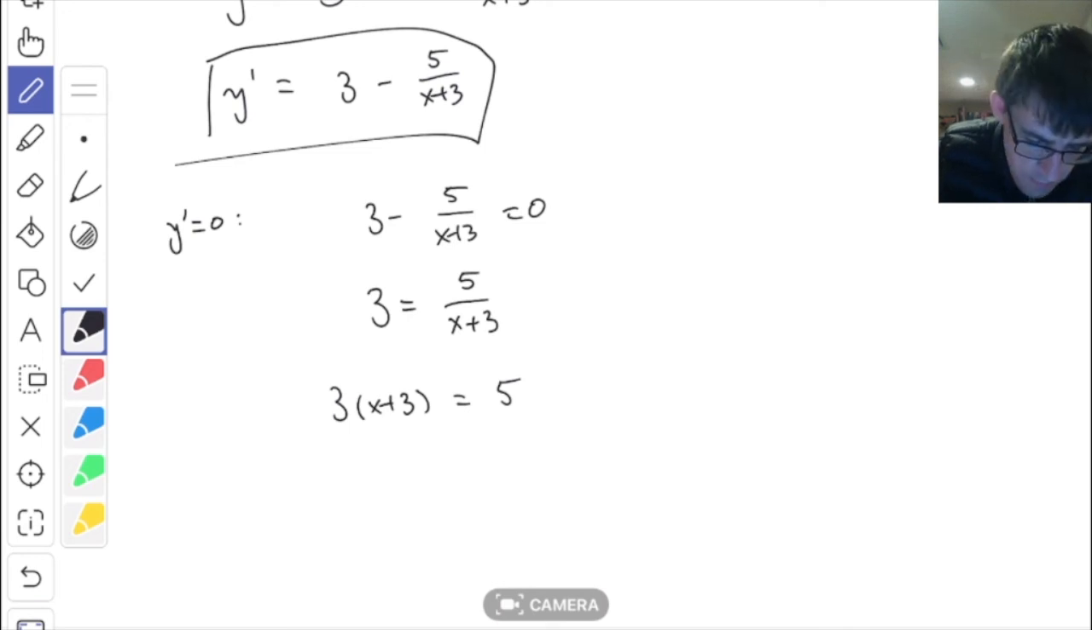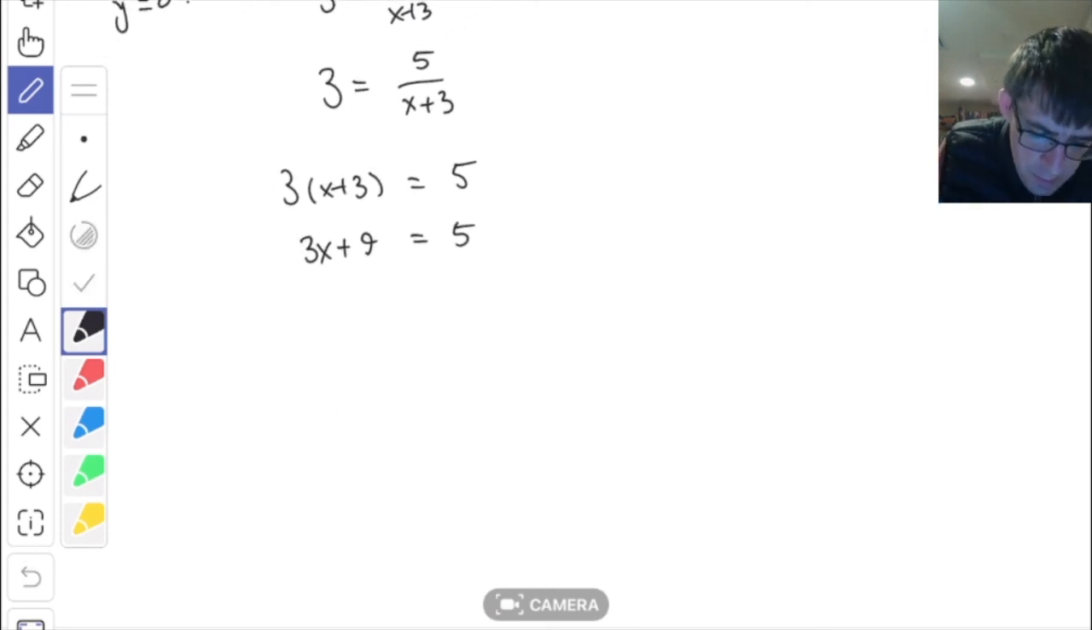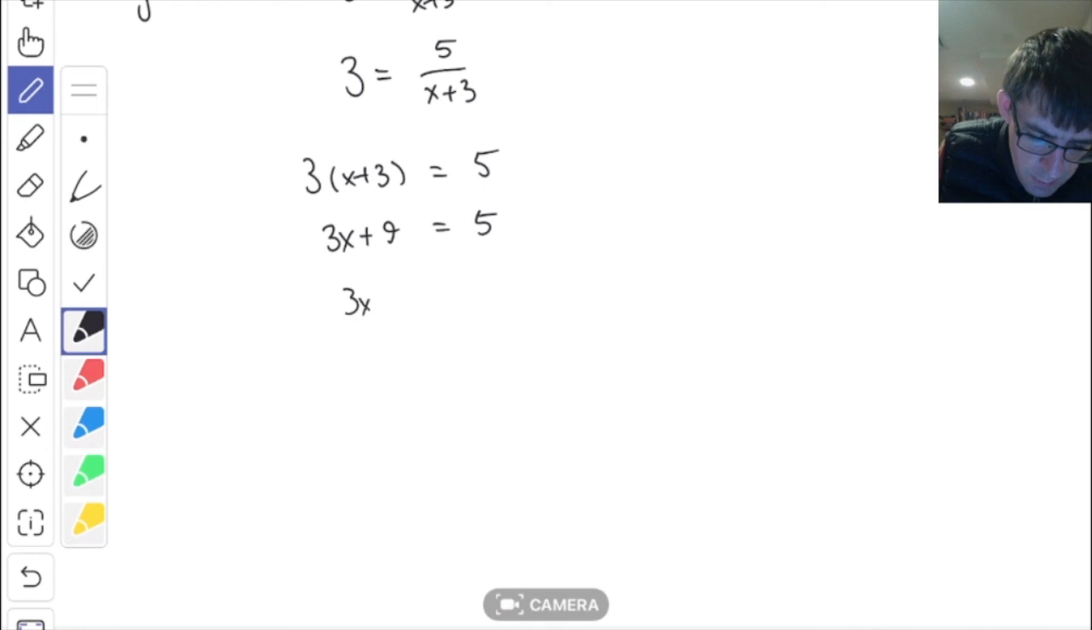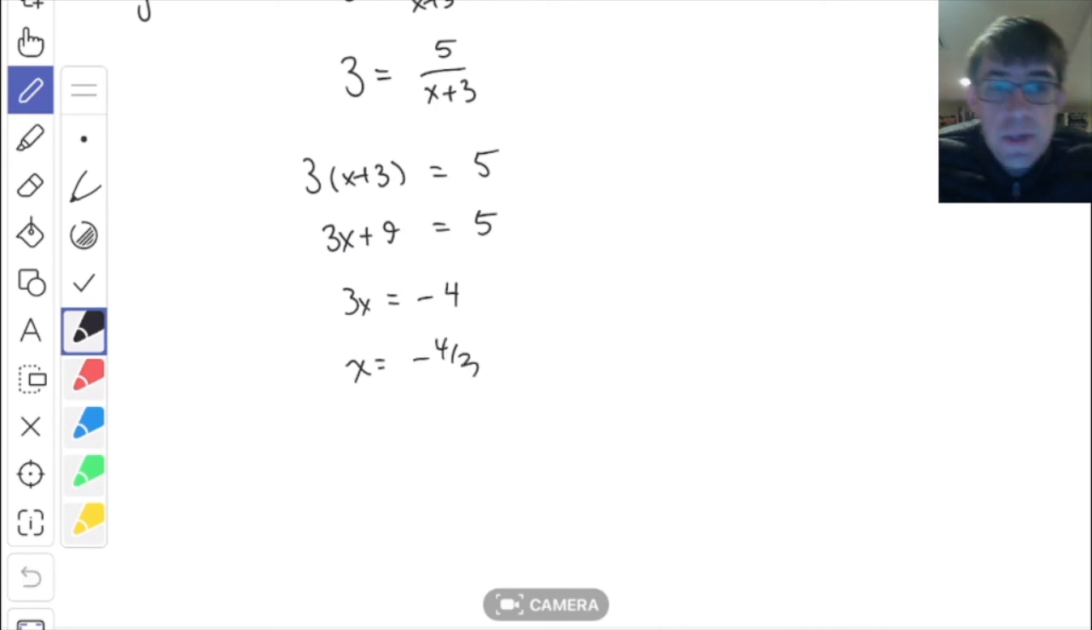You distribute the 3. 3x plus 9 equals 5. Solve for x, I would subtract the 9. I get 3x equals 5 minus 9, which is negative 4, and then divide by 3. So x is negative 4/3. So this is a critical number where the derivative equals 0.